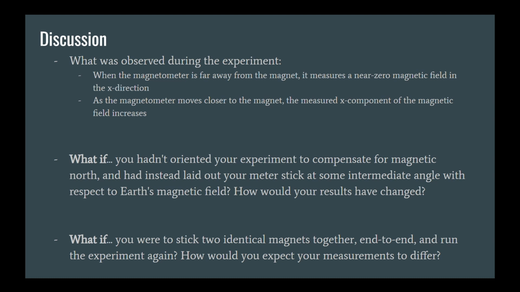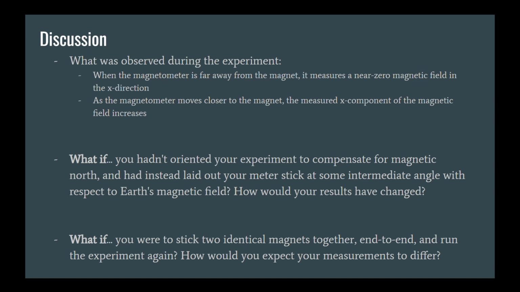So, what was observed? Well, first, when the magnetometer is far away from the magnet, it measures a near zero magnetic field in the X direction. This was observed, as well as when the magnetometer moves closer to the magnet, the measured X component of the magnetic field increases.